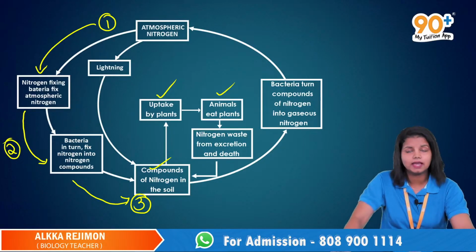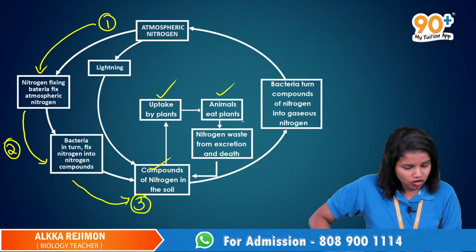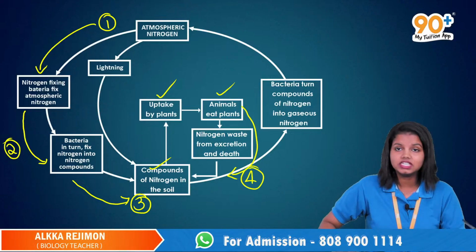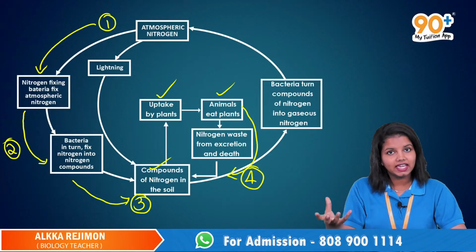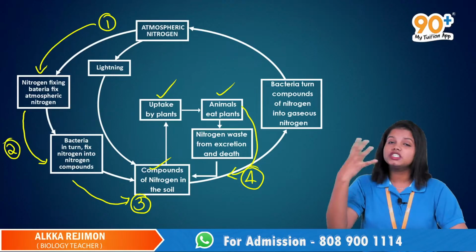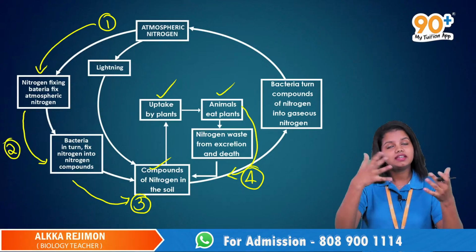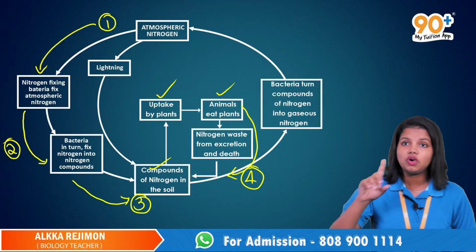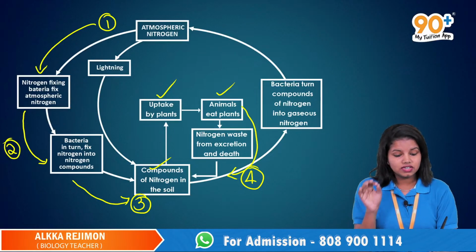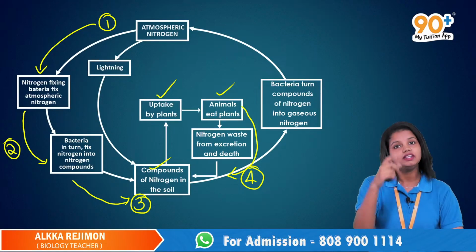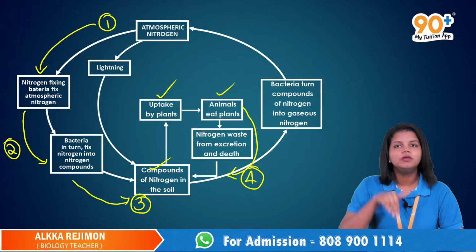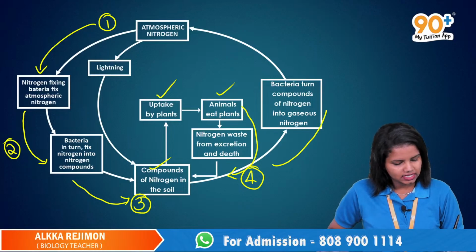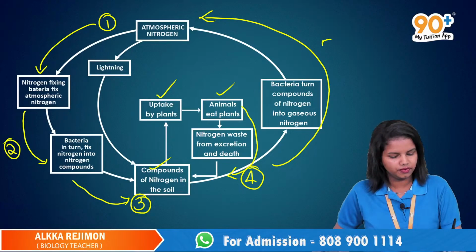And in the fourth step, once these plants or animals die, here you can see the fourth step, the nitrogenous compounds present in their body can come back to the soil. Also, the nitrogen waste from the excretion of animals can bring the nitrogenous compounds back to the soil. And the final step is the fifth step.